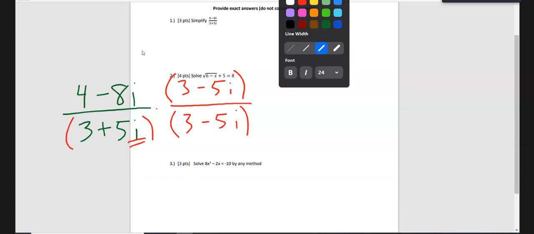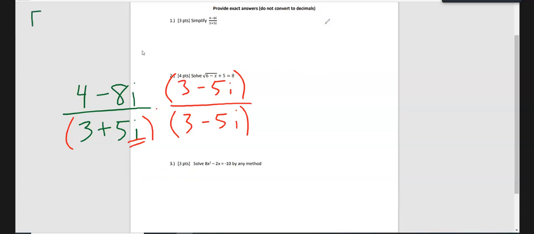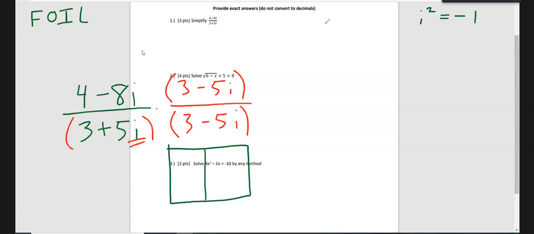Are you familiar with this term FOIL? Yes, we talked about that last week. That's what you're doing. You're doing it not only to the top, but you're also doing it to the bottom. Now, one thing you do have to keep in mind is that i squared equals -1. Do you remember that fact? Yes. Okay. So every time we come across an i squared, we can substitute -1 in for it. Now, I'm a boxer. You may not be.